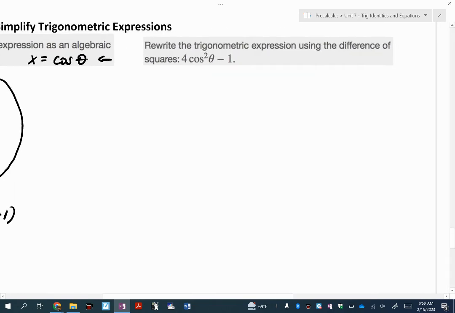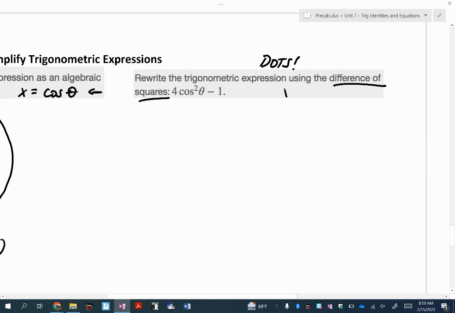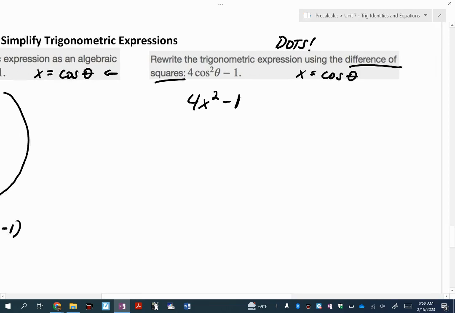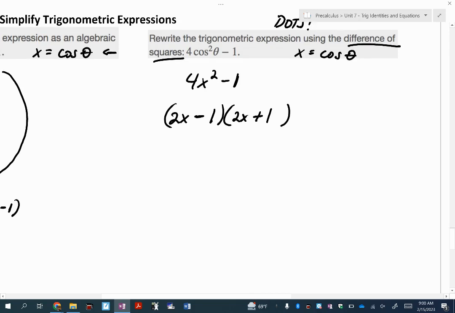Let's try this one. It's telling us to use the difference of two squares, right? So this is just shouting. As you guys know, I love to shout dots. All right? The difference of two squares. So again, if I change the x to be cosine theta, I have 4x squared minus 1. So if you remember how to factor this, you take the square root of both. The square root of 4 is 2. The square root of x squared is x. And the square root of 1 is just 1. Make one subtraction, make one addition, and you're done. Right? But as I want you to practice is to put the trig back in. So 2 cosine of theta minus 1 times 2 cosine of theta plus 1.